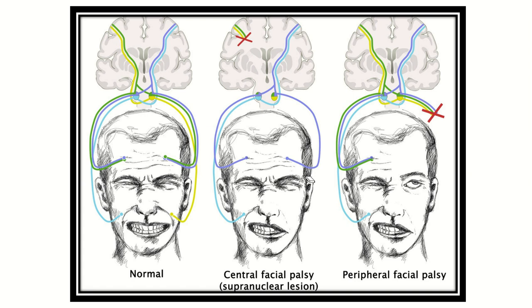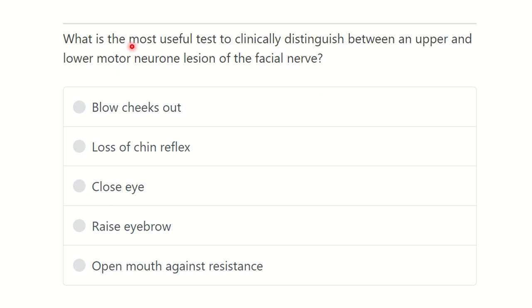Welcome to another question and answer session for the MRCS exam. This is the question: what is the most useful test to clinically distinguish between an upper and lower motor neuron lesion of the face? So we have to distinguish between the upper and lower motor neuron lesion in the face. Here the options are blow cheeks out, loss of chin reflex, close eyes, raise eyebrow, and open mouth against resistance.